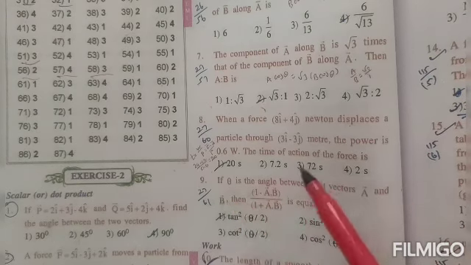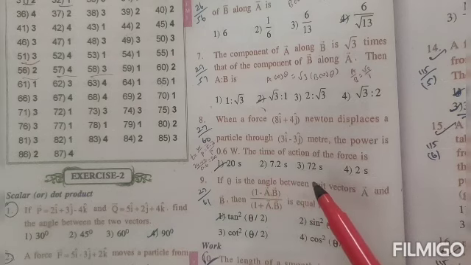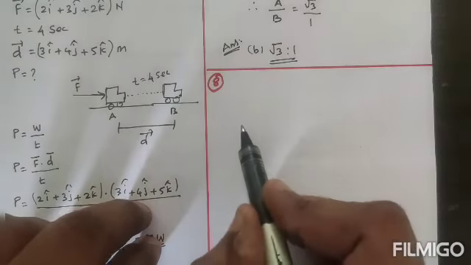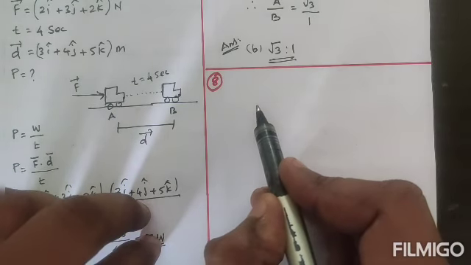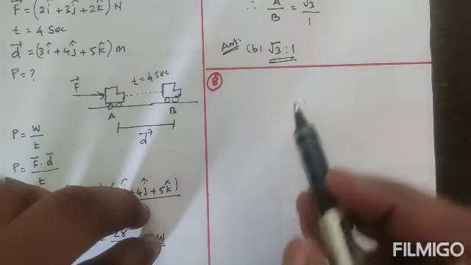Okay, so the time value is given in different options: 20 second, 7.2 second, 72 second and 2 second. So let's see the solution. Let's see the question one more time. When a force some Newton displaces a particle some meter, in this case power is given, time is asked.